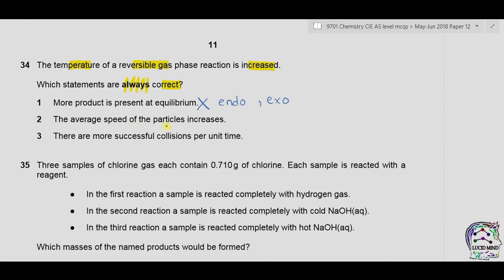2. The average speed of the particles increases as we increase the temperature, which increases the kinetic energy of the molecules of both reactants and products, so the average speed will also increase. Number 3. There are more successful collisions per unit time. As we increase the temperature, the kinetic energy is increased and the number of collisions will increase, so there is a chance that successful collisions will also increase. As options 2 and 3 are correct, the answer is therefore C.